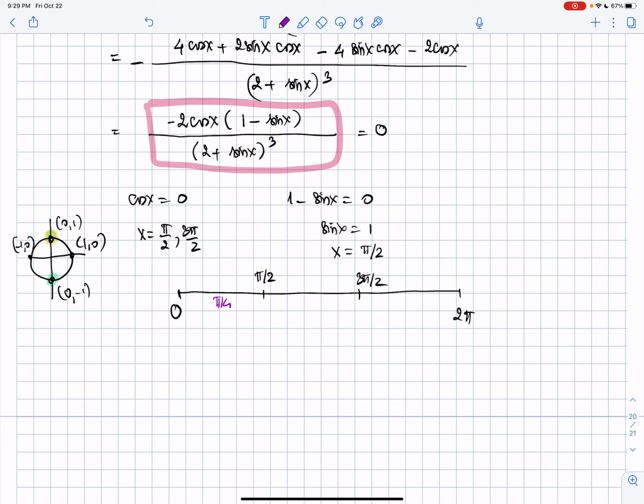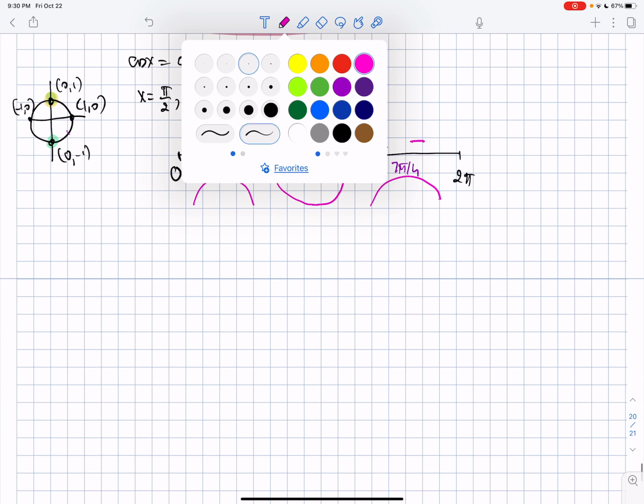Check pi over 4. Then you can check pi right here, and you can check 7 pi over 4, right? You can change it to degrees, whatever you want to do. Then what you will get is minus right here, plus right here, and minus right there. So it's going to be concave downward, concave upward, and concave downward. Then we have the inflection point over there.